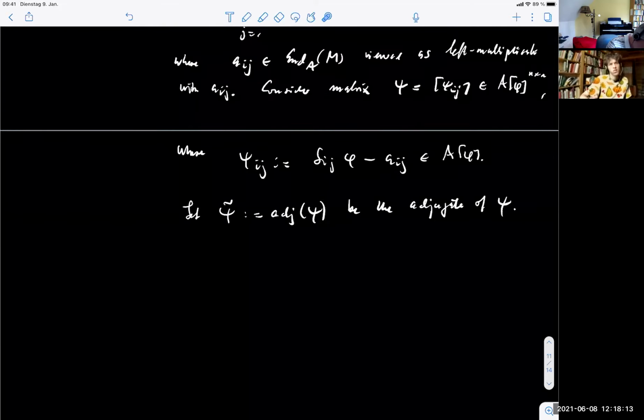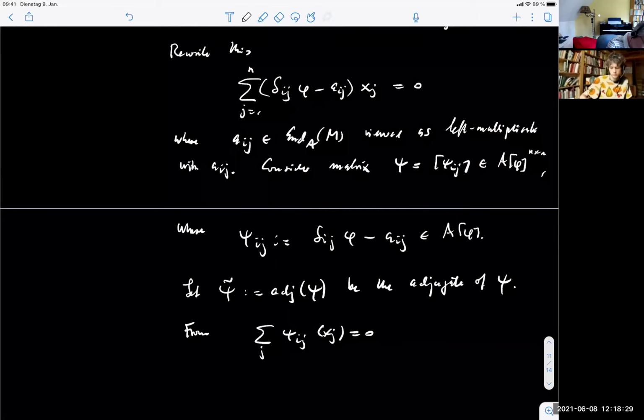So now what we have is this: the sum over j of psi ij evaluated at xj equals 0. Because this just expresses this. Here I write psi ij, which, maybe it was confusing that I had this; maybe I should have put parentheses here, to be right. So I have this.